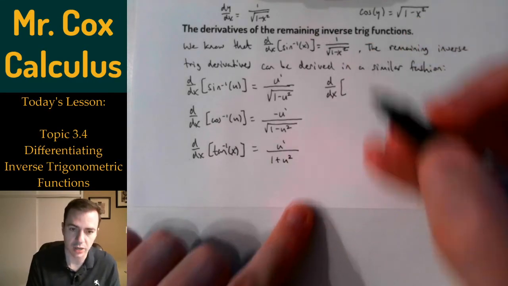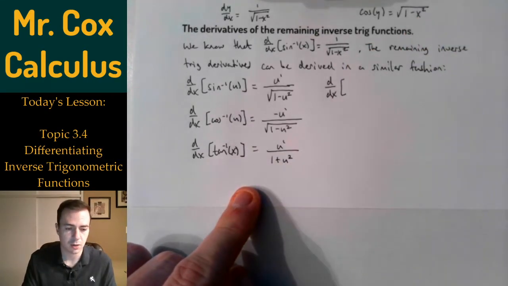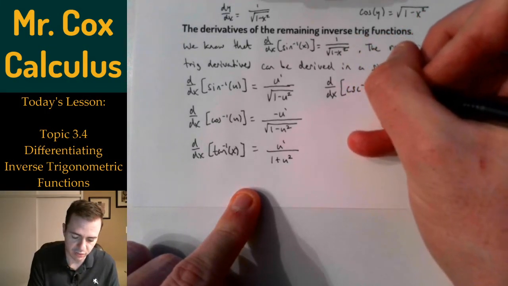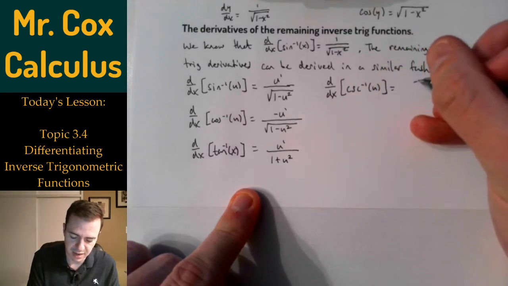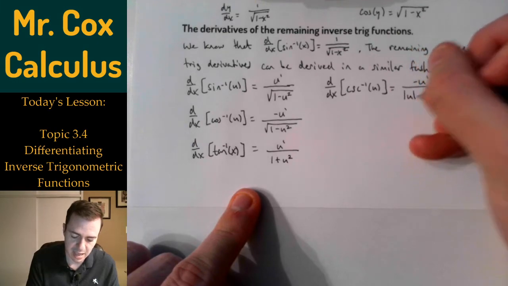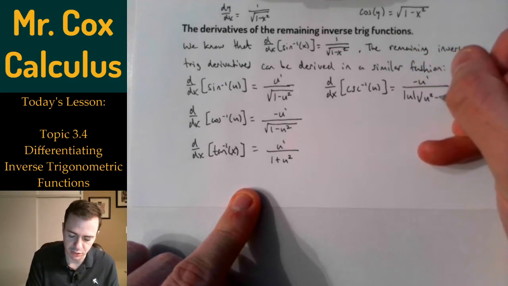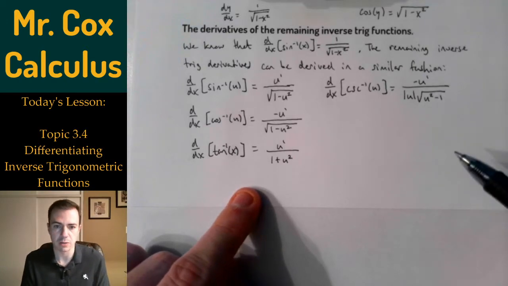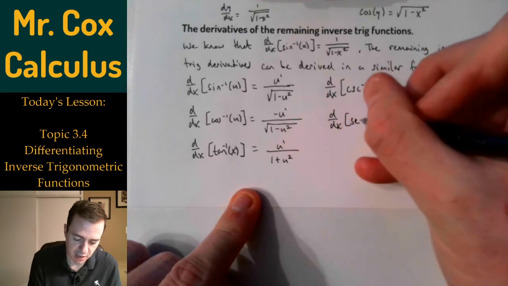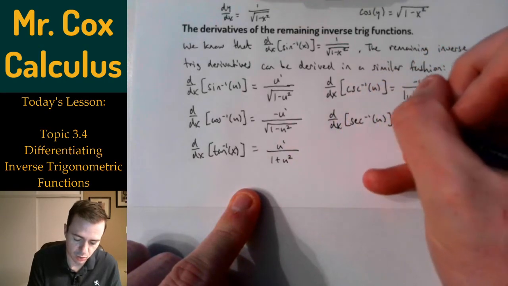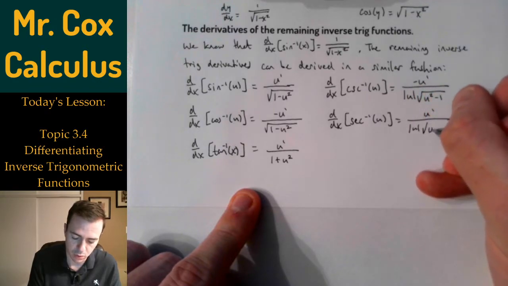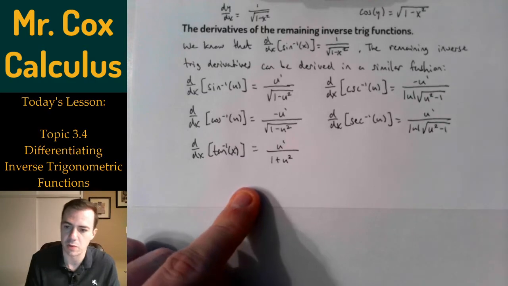All right, let's take a look kind of going across. Inverse sine, 1 over sine, that's cosecant. So let's take a look at the derivative of inverse cosecant of u. That is negative u prime, again coming from the chain rule, over the absolute value of u times the square root of u squared minus 1. Now if I take a look at the derivative with respect to x of inverse secant of u, that is u prime over the absolute value of u times the square root of u squared minus 1.